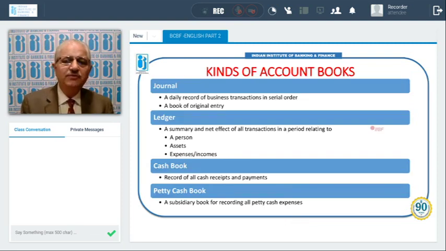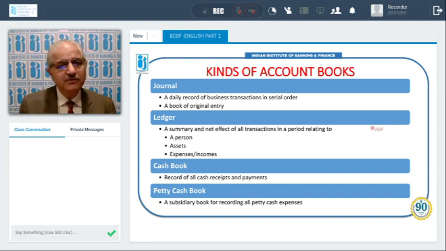This is an explanation of the same things which we discussed just now. Now, in general, some of the main books: the journal records transactions on a daily basis in serial order, historically 1, 2, 3. Whatever I incur in the morning, in sequence, I'll be entering, and it's a book of original entry. And the ledger, as we discussed, is a summary, and it shows the net effect of all transactions. That is the balance, and this is prepared for a period.